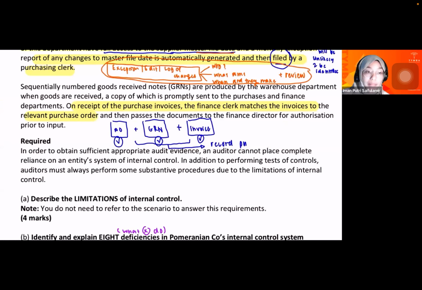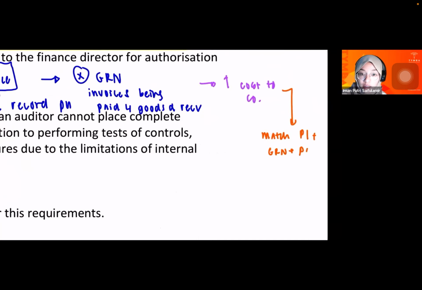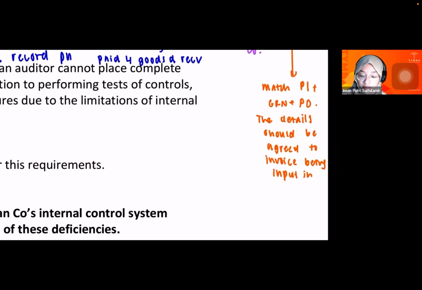Okay, so again, when we are proposing the control recommendation, we tell them, make sure you match the purchase invoice plus the GRN and the purchase order. The details should be agreed prior to the invoice being input in the payables ledger. Make sure you have matched the purchase invoice, the GRN and PO before you record this in the payables ledger. Yes, match the invoice to PO and GRN prior to inputting it in the payables ledger.